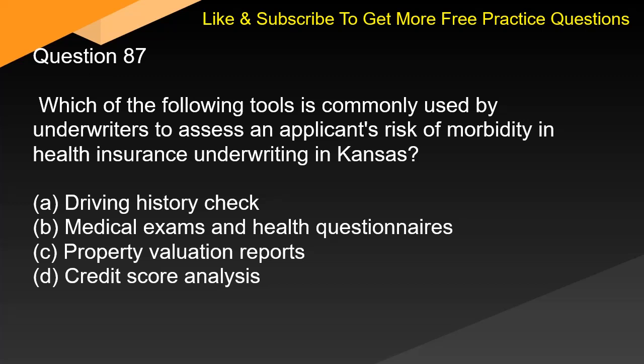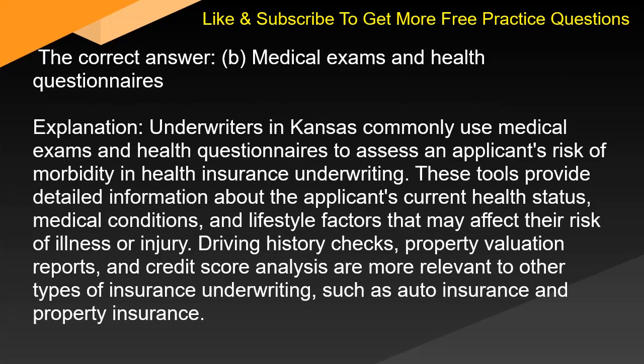Question 87. Which of the following tools is commonly used by underwriters to assess an applicant's risk of morbidity in health insurance underwriting in Kansas? A. Driving history check. B. Medical exams and health questionnaires. C. Property valuation reports. D. Credit score analysis. The correct answer, B. Medical exams and health questionnaires.